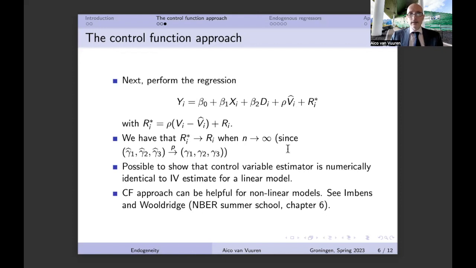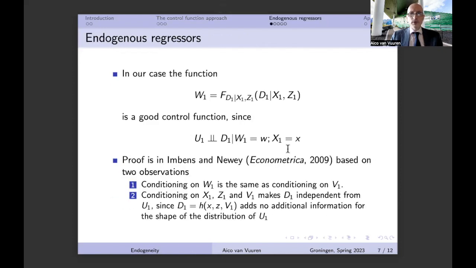The answer to that is, again, the control function approach. But then, of course, the question arises: what is our control function that we're going to use? Well, in this case that's W1. W1 is just the definition of a control function. We usually denote it by W1, but in this case it is defined as the distribution function of D1 conditional on X1 and Z1, evaluated at D1 conditional on X1 and Z1.